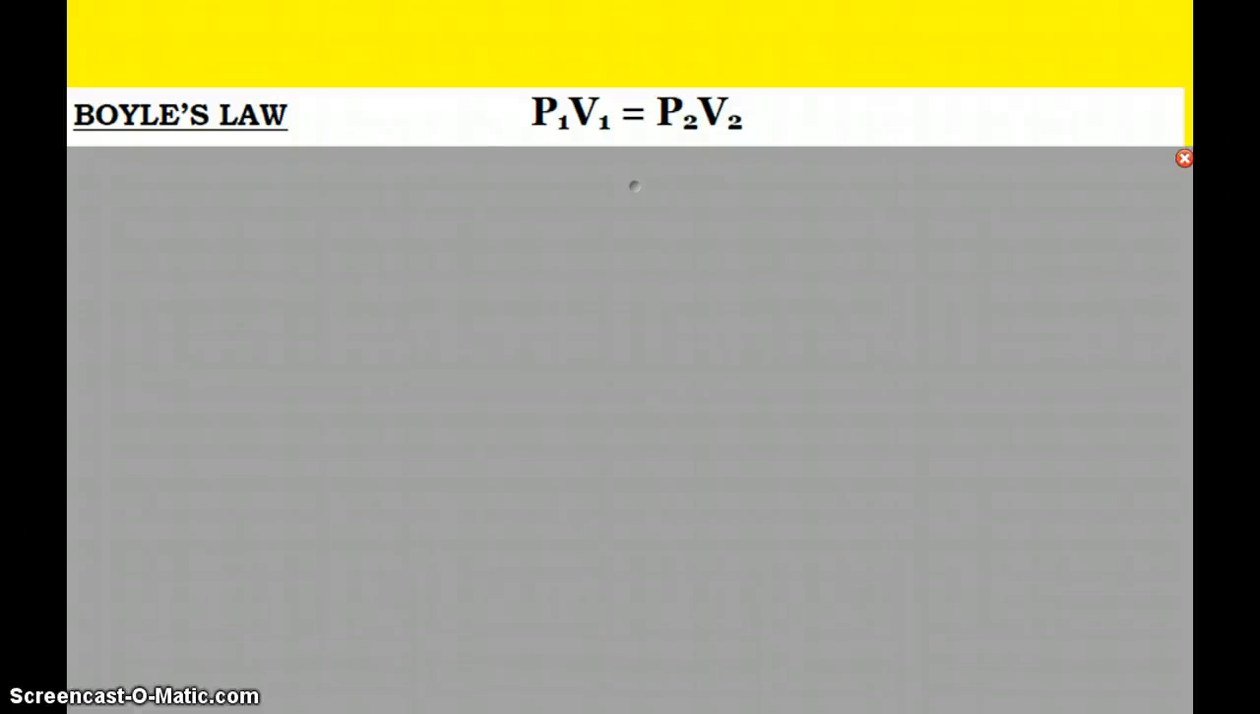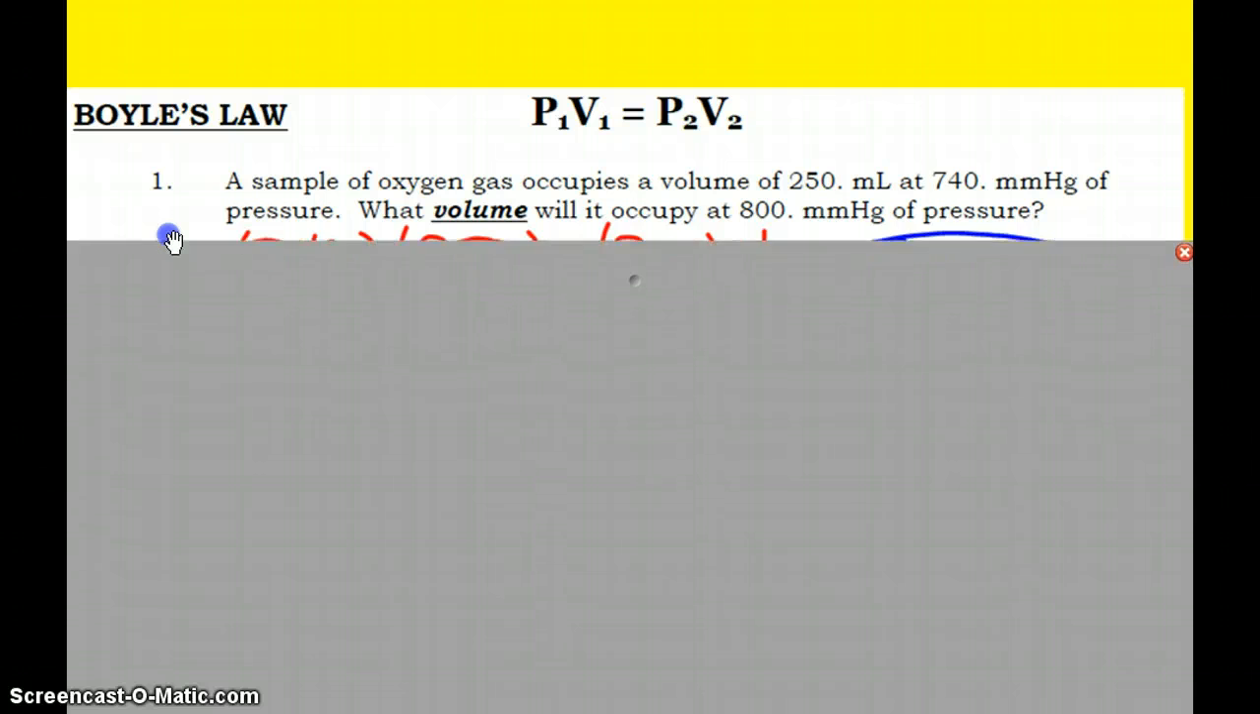All right, so gas practice part one. The first section is Boyle's law, and of course Boyle's law is P1 V1 equals P2 V2. And so here's our first question. We've got oxygen gas, which occupies a volume of 250 milliliters at 740 millimeters of Hg. So right there, that is my V1, milliliters, it's always a volume, and that's my P1, 740 millimeters of mercury of pressure. What will the volume be?